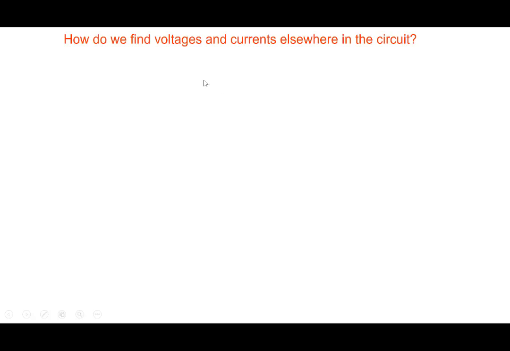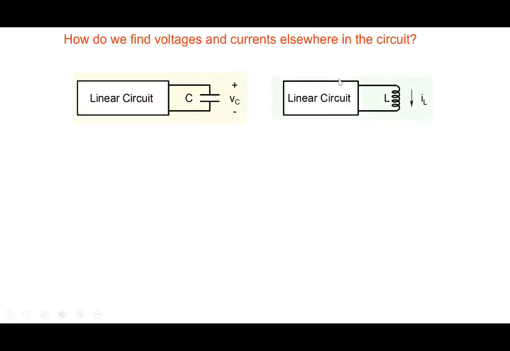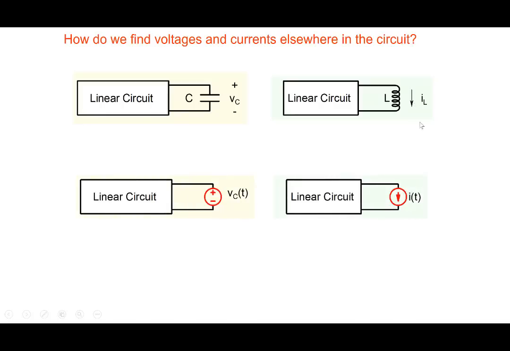Okay, so for example, how do we find voltages and currents elsewhere in the circuit? So suppose using the method that we just talked about, you determine the voltage across the capacitor or the current through the inductor. What about other voltages and currents? Right, so a general circuit consisting of one capacitor, one inductor, and you found VC or IL. What do you do next? Well, what you can do is you take this capacitor out, you found this value, and you replace it by a voltage source equal to VC(t). And in this case, you found the inductor current, you replace the inductor by a current source, which is IL(t) here, so put IL(t) here, okay?